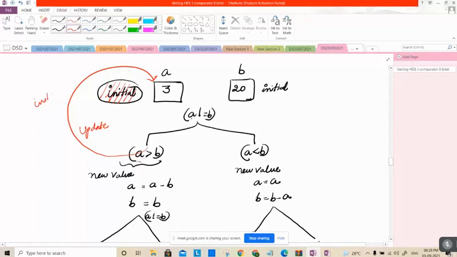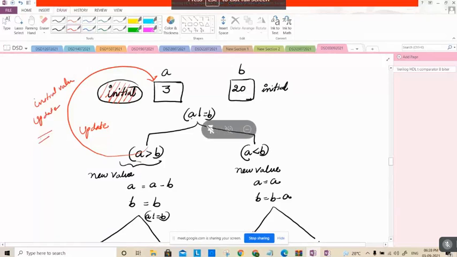Whether I am supposed to take the initial value or the updated value, which one is to be taken? If the initial value doesn't load, how will the updated value come?